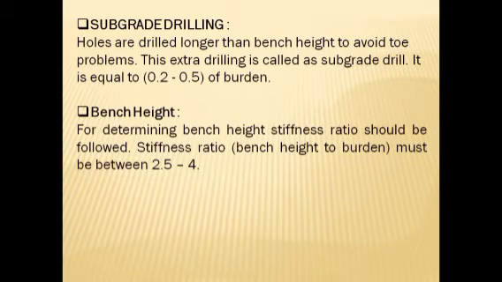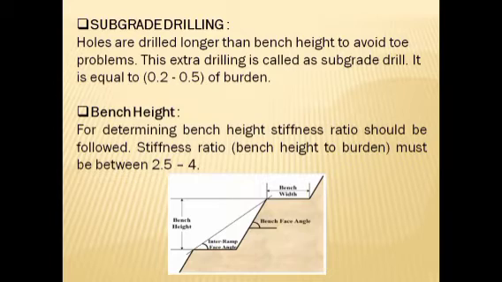Bench height. For determining bench height, the stiffness ratio should be followed. Stiffness ratio, bench height to burden, must be between 2.5 and 4. Here is a picture in which bench height, bench width, bench face angle, and inter-ramp face angle are clearly shown.